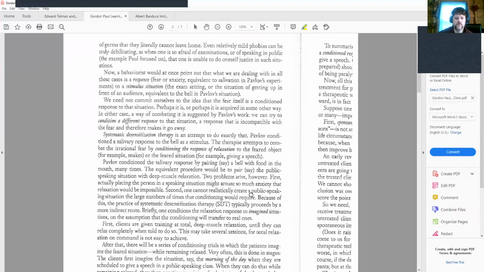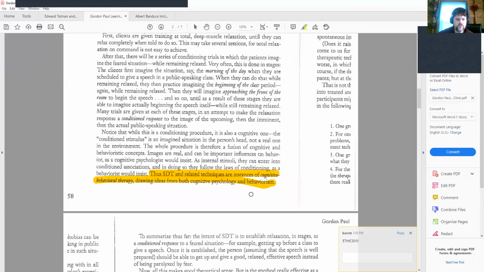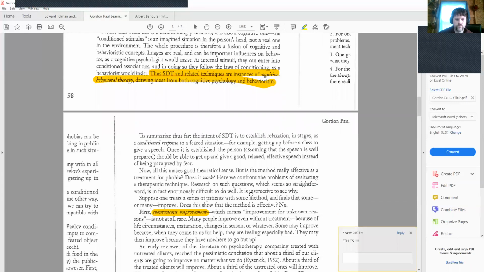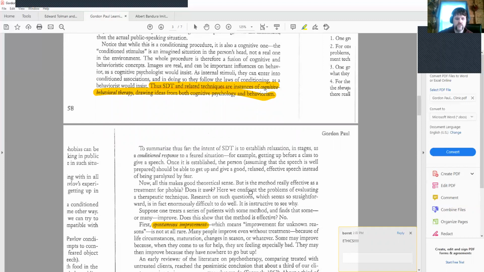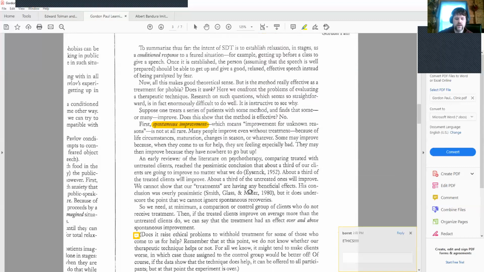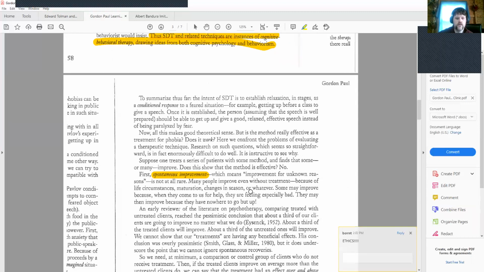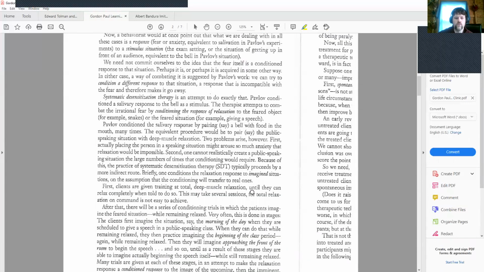So they took some college kids, I want to say from the University of Illinois, but I can't remember. And they identified 74 kids after a battery of testing who were severely fearful of public speaking.